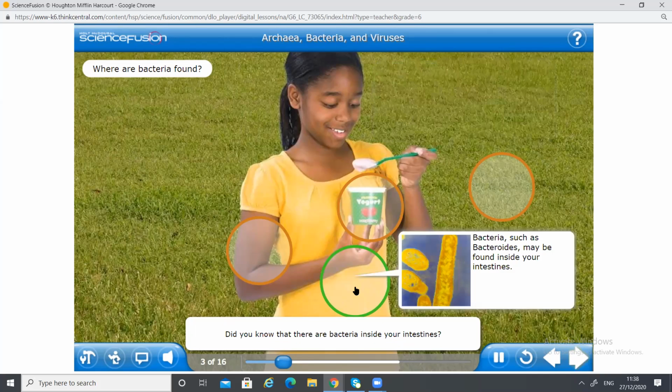Did you know that there are bacteria inside your intestines? This type, Bacteroides, is one example. It is not a reason for alarm, though. These bacteria are supposed to be there. They help keep your digestive system healthy by breaking down foods and supplying some nutrients. So in our intestine there is bacteria that is always present and helps in digesting or breaking down food, and in fact giving us nutrients. So some of the bacteria are not dangerous, like in yogurt.